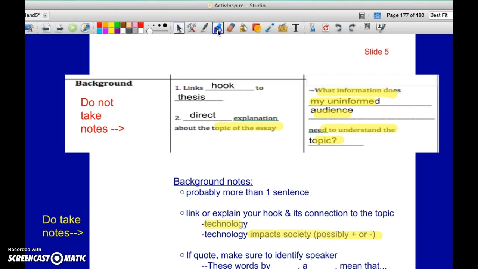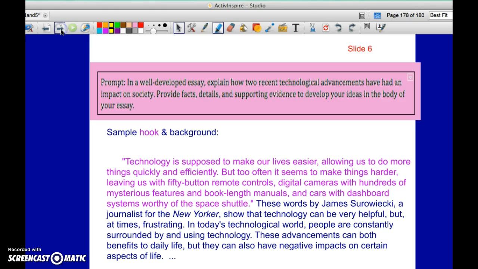Last, going back to your hook, if you use the quote strategy, make sure in your background that you identify the speaker. A sentence starter that you could use is, these words by blank, who is a blank, mean that X, Y, and Z. And on the next slide, you're going to see an example of a hook and a background.